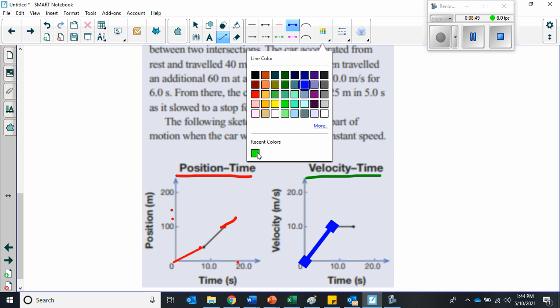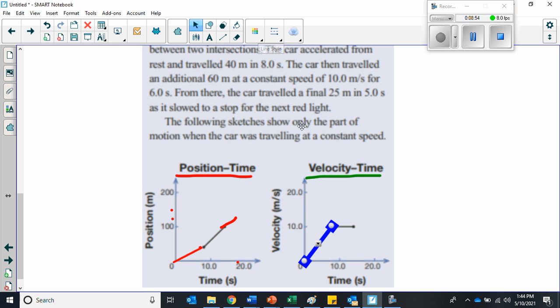And so we draw our line up there, and then traveled at a constant speed, so it's a flat line because it's just going 10 meters per second. That's the velocity. After that, then it says it slows down, or it's coming the final 25 meters in 5 seconds, so I'm going back to my 19-second mark, and then I just connected here to my last point because I'm decelerating and I'm slowing down, and I come back down.